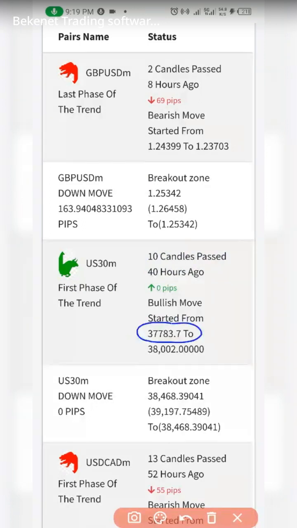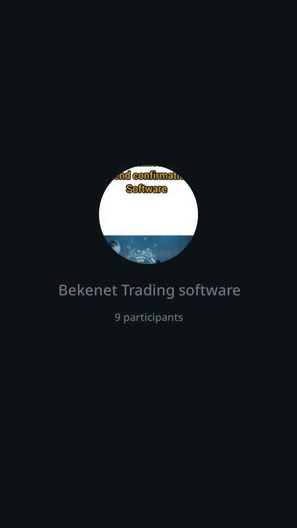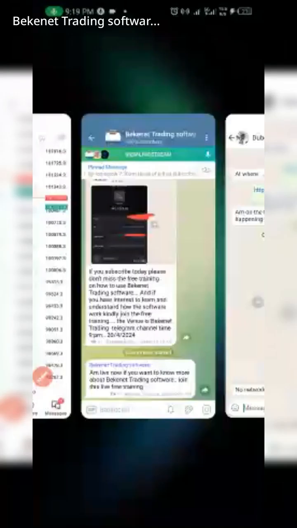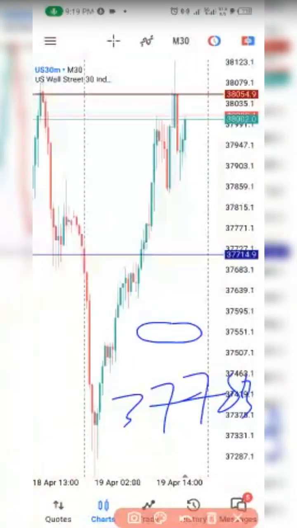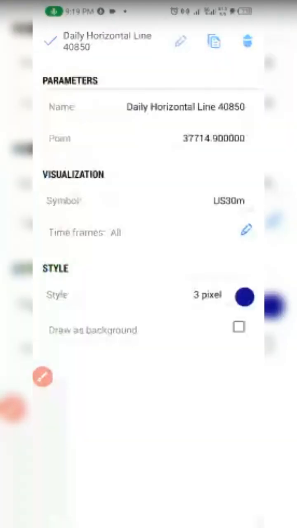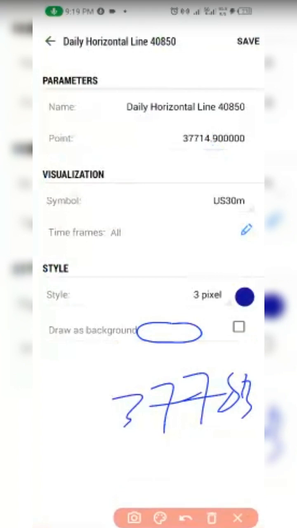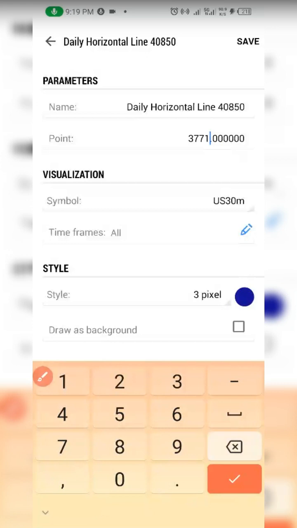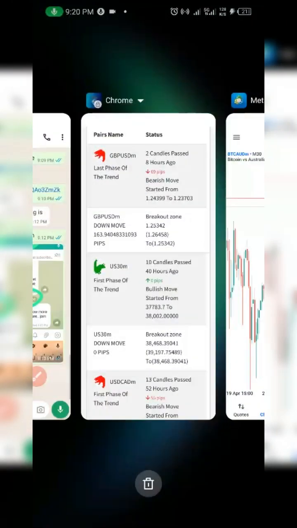This is the price where this thing started trending, which is 37783. So let's go to US30. I think I have US30 here. Let's see what is happening here. 37783. Let me plot it so that we see it. Hope I'm correct. 37783.7. There should be points.